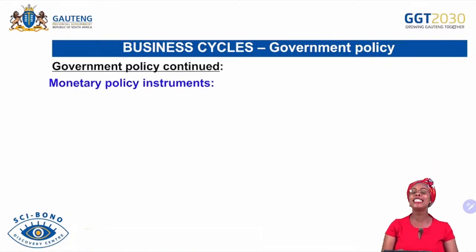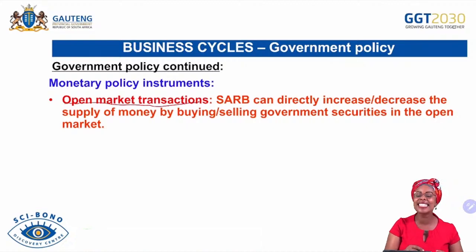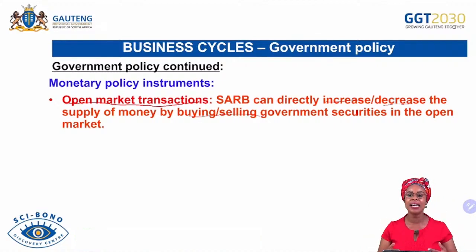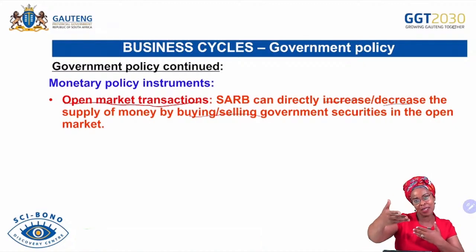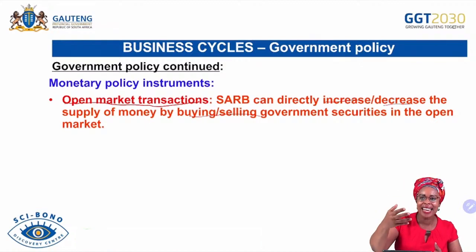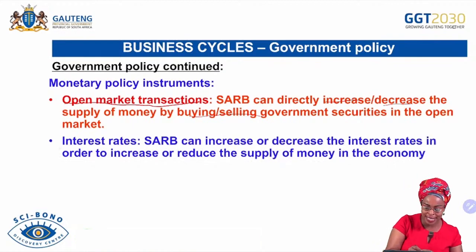Let's move to the monetary policy instruments like I've promised you. I promise to explain them quickly for you. Open market transaction takes place when the Reserve Bank increases or decreases the supply of money by selling government securities in the open market. During the upswing phase, if the Reserve Bank is selling the securities to the public, it means that there is too much money circulating. Then money will flow back to the Reserve Bank from those who are buying, and there will be less money circulating.